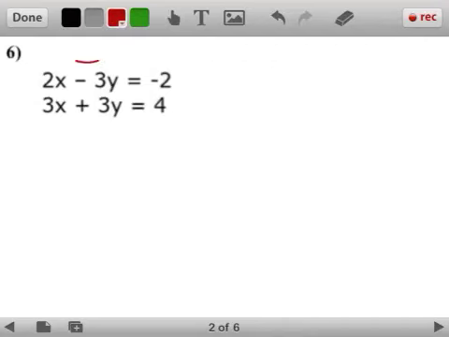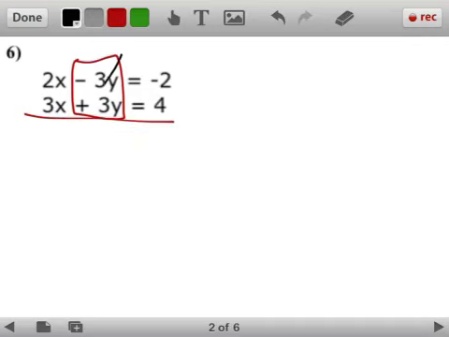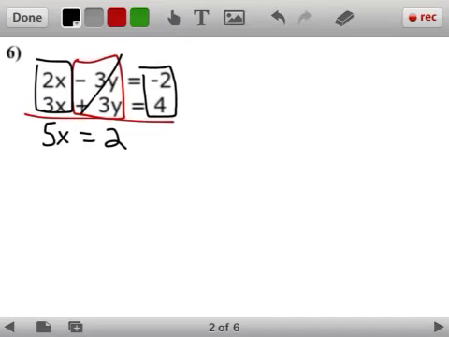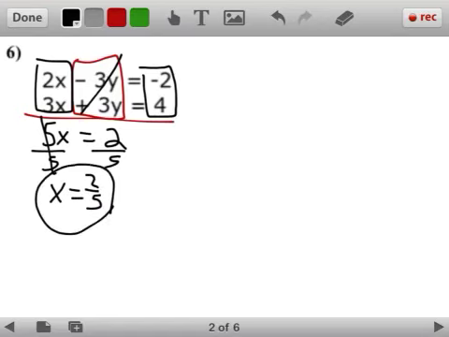Alright, number 6, we've got my y variables are going to cancel each other out. And so we've got a positive 2x and a positive 3x. That's going to give me a positive 5x equals, and a negative 2 and a positive 4 is going to give me a positive 2 after I combine those, because that's the same as 4 minus 2. I'm going to divide the left side by 5, divide the right side by 5, and I've got x equals 2/5.